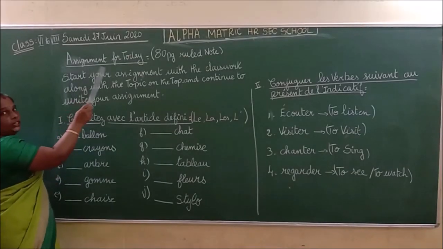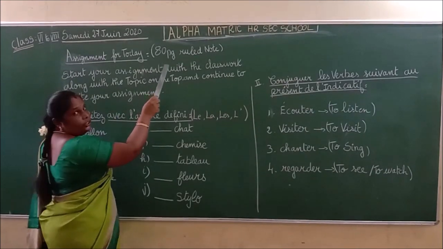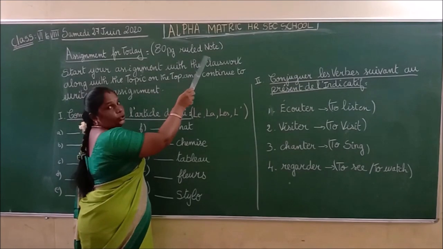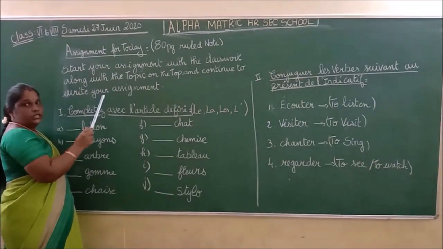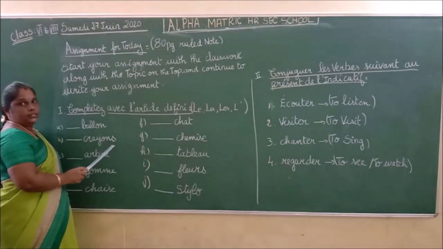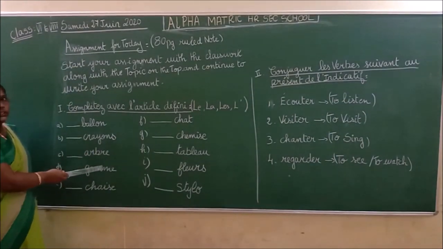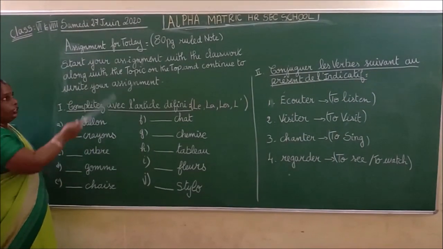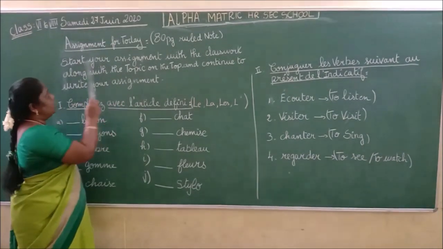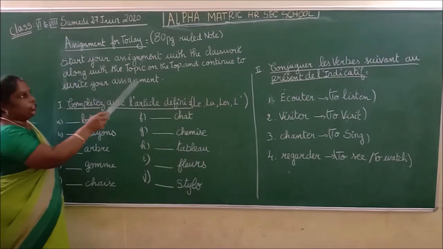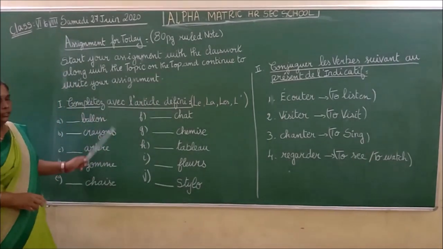So I have given you today's assignment as per your class book. You are going to take your 80 pages ruled note. You are going to start with the class work that I taught you, first the articles. You write the class work first and then do this exercise according to the class work. Start your assignment with the class work along with the topic on the top, and continue to write the assignment that I give you.